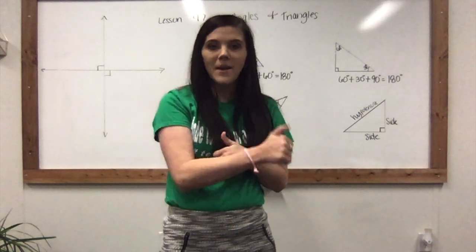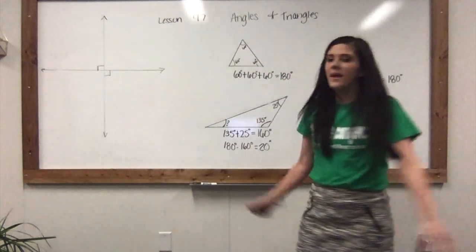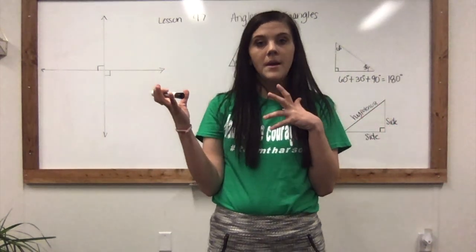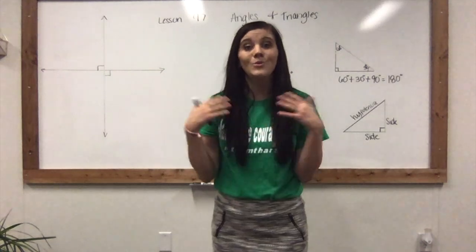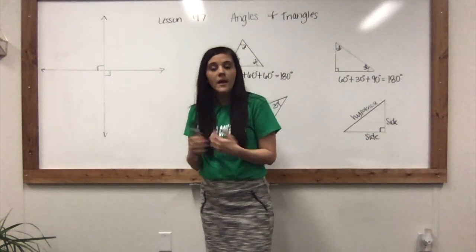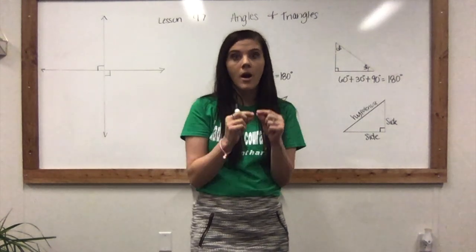So keep it up. Today we are moving on to angles and triangles, how to solve for an unknown angle or an unknown side. So let's look at what an angle is. What is an angle? An angle is made up of two rays that have a common endpoint.